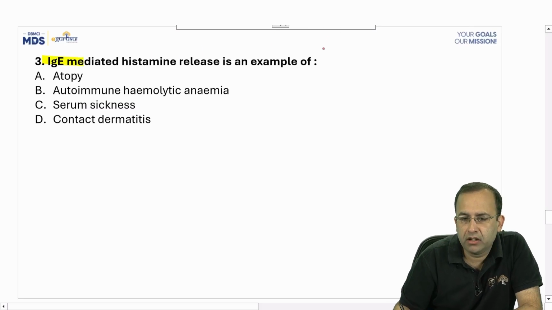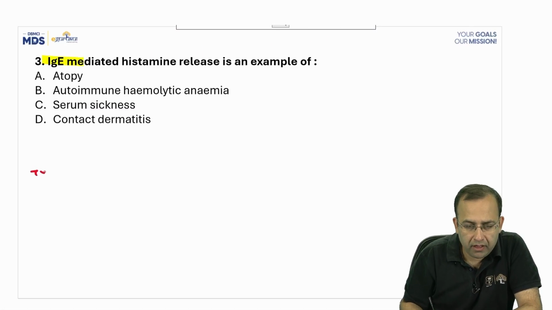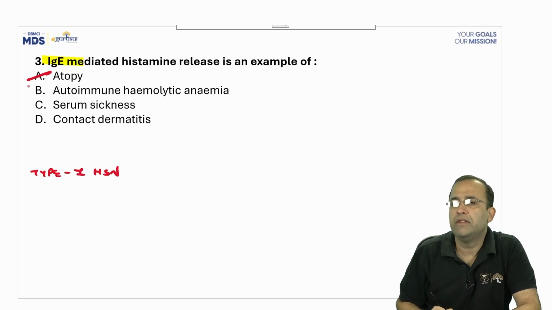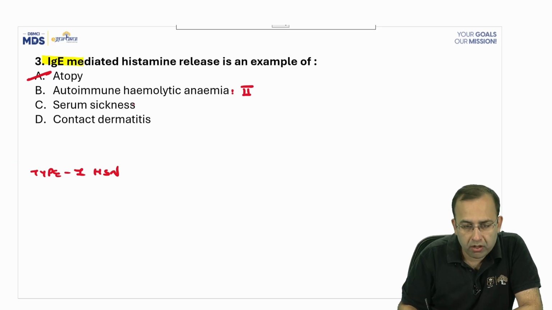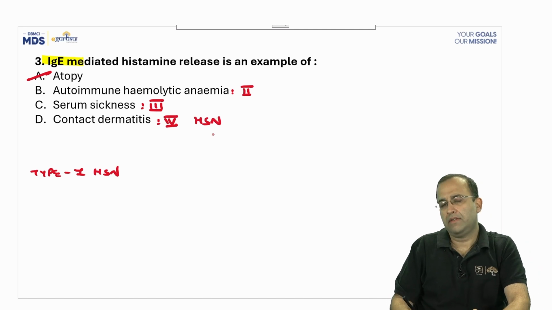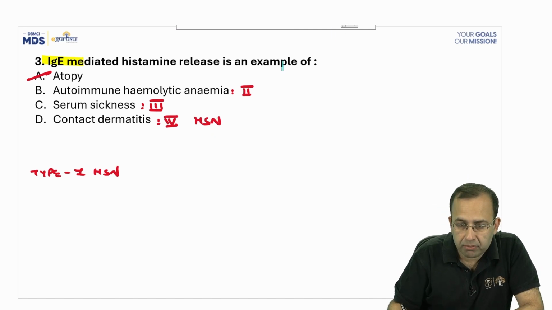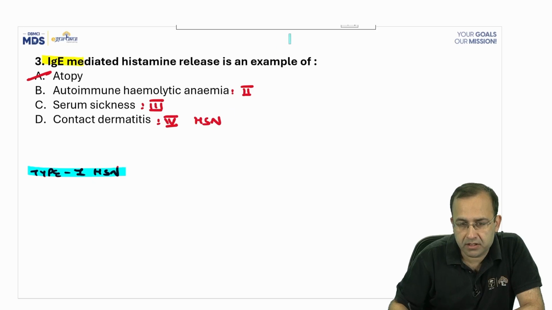IgE mediated is type 1 hypersensitivity. That is asthma or allergy. That is, it is associated with atopy. We have already seen that autoimmune hemolytic anemia is type 2. Serum sickness is type 3. Contact dermatitis is type 4 hypersensitivity. You know this. Another important point is type 1 hypersensitivity.